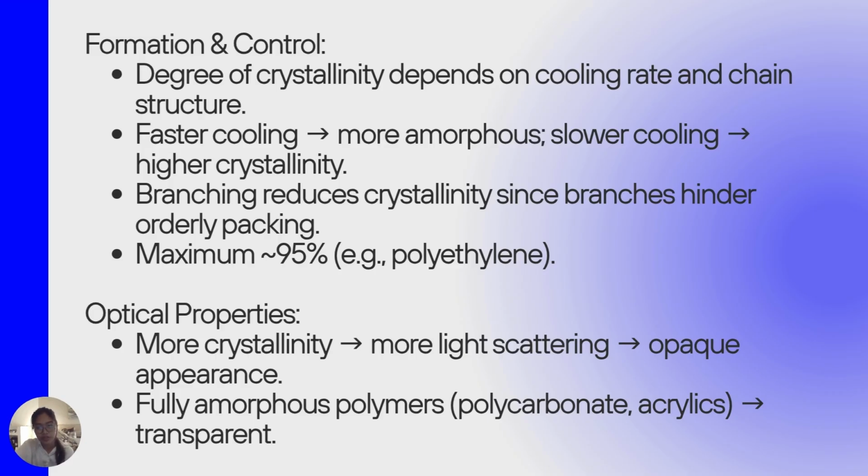The degree of crystallinity depends on the polymer structure and cooling rate. Slow cooling allows the chains to align, producing a higher degree of crystallinity. Fast cooling prevents alignment, resulting in a more amorphous structure. Also, branching reduces crystallinity because side chains prevent the chains from packing closely together.